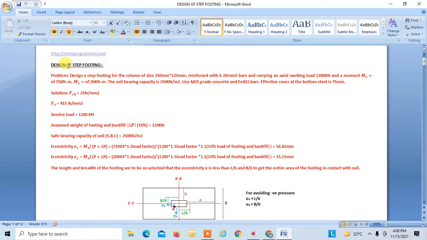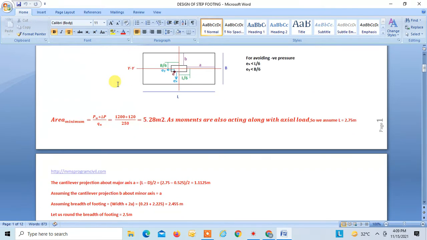Today we will see design of step footings. Let's take a problem to understand how a step footing can be designed. Design a step footing for a column of size 230 mm by 525 mm, reinforced with six numbers of 20 mm dia bars and carrying an actual working load of 1200 kilonewton. Working moment Mx is 75 kilonewton meter, My is 20 kilonewton meter.